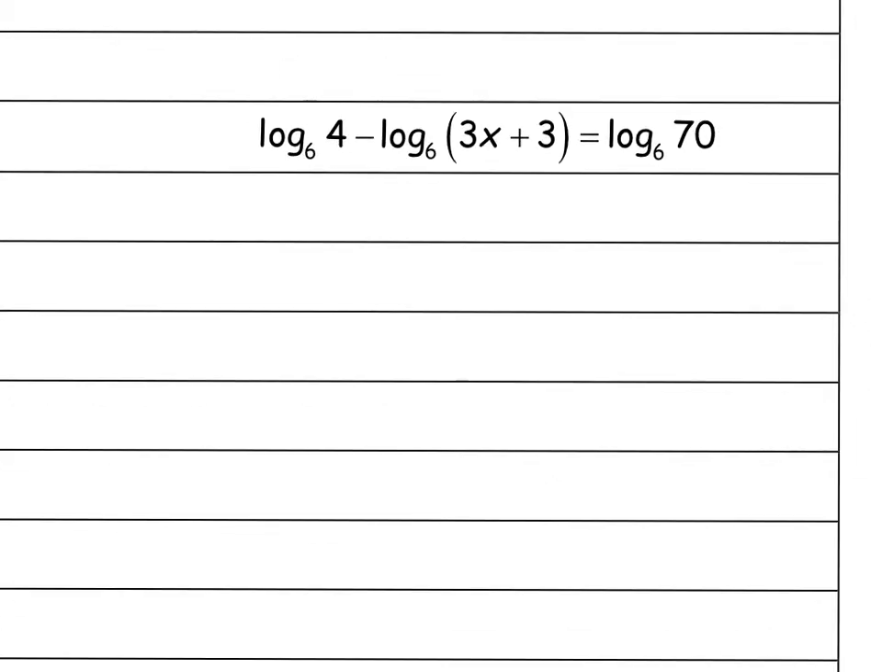Okay, well, let's think about this for a second here. Let's look at this side first. What does this minus sign mean? That minus sign means I can write those 2 logs as a division. So I can say log base 6 of 4 divided by 3x plus 3, and that's going to equal log base 6 of 70. Okay, that's not too terribly bad.